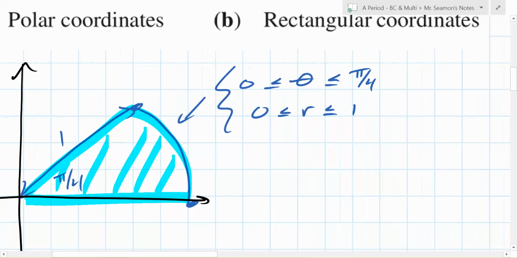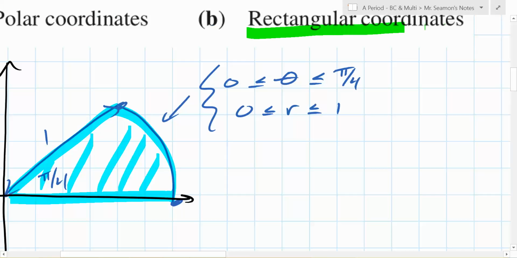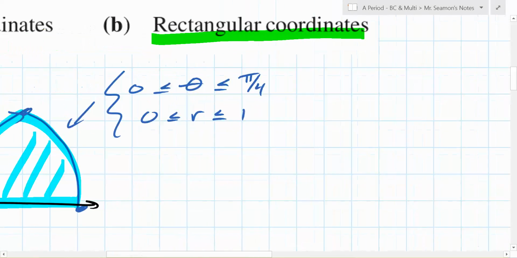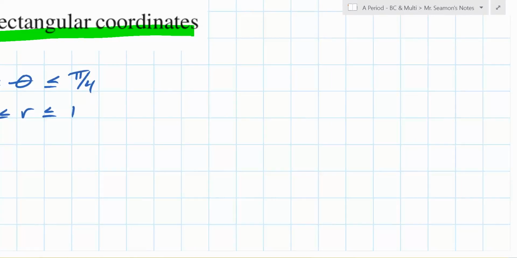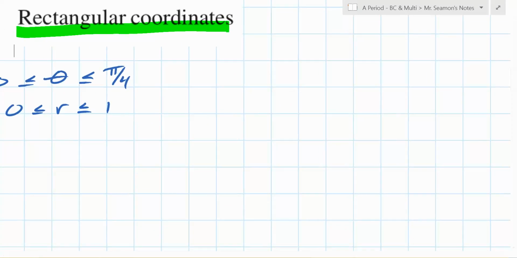Okay, so now they asked you to do it in rectangular coordinates. Can someone tell me why it's a little bit more challenging in rectangular coordinates? Yeah, exactly. The height is curved. In polar coordinates, the bottom is always at the origin, so there's no obstruction. But when you're dealing with rectangular coordinates, the bottom is now the x-axis, and that changes.